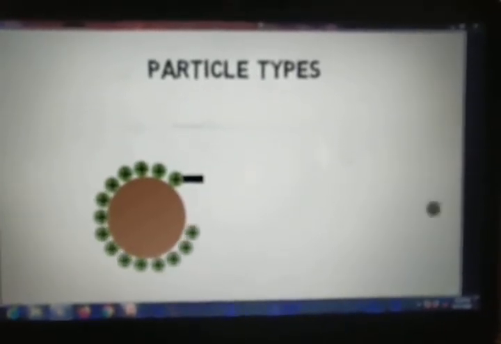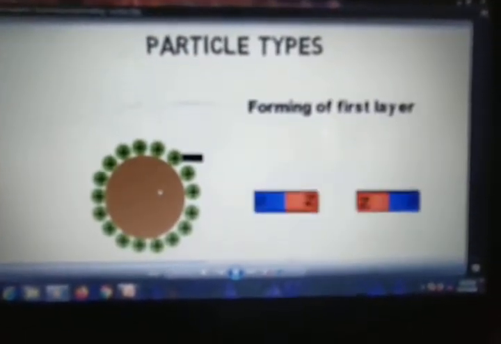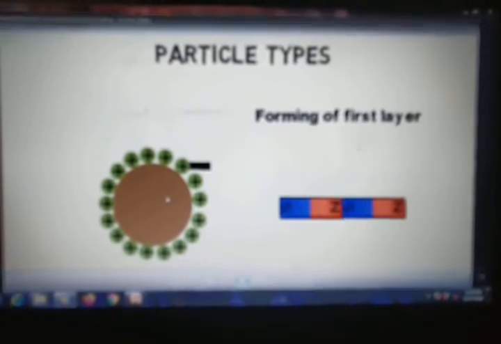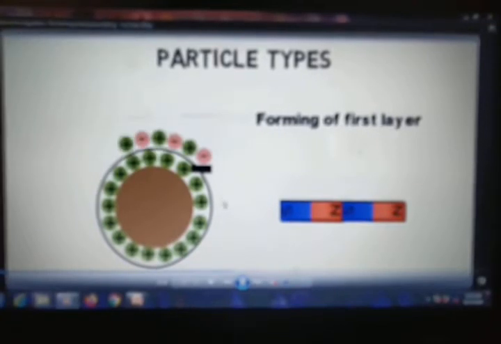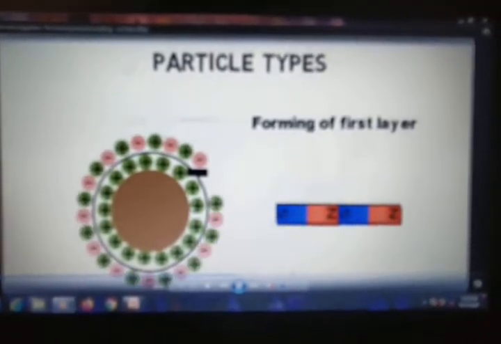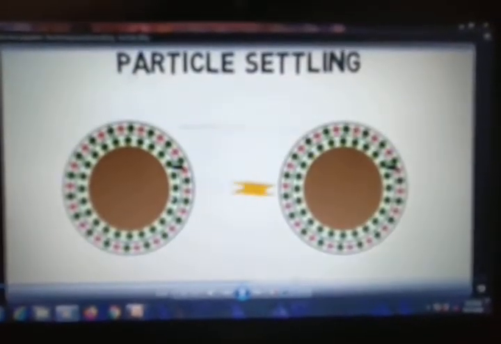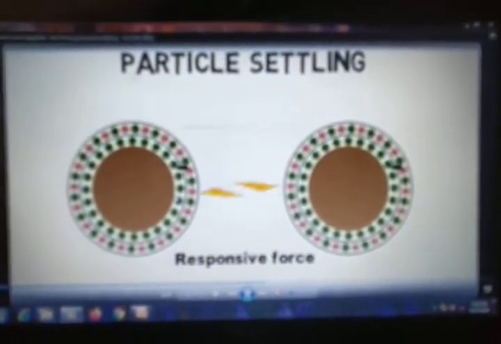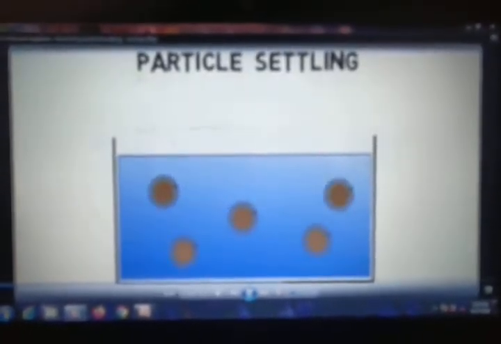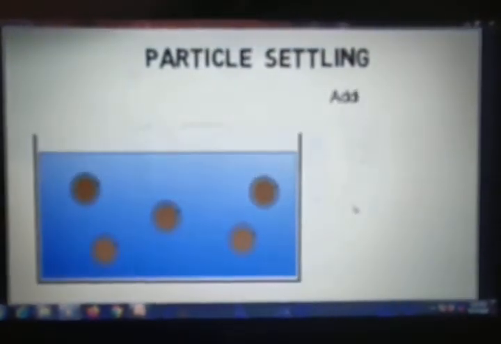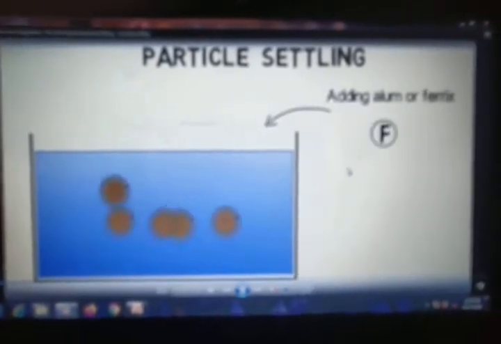Assume that the particle is negatively charged in the water, and upon adding the coagulants, it will form a first layer, that is a positively charged layer, and similarly it will form another layer of charges, which is called the formation of double layer. Because of the formation of double layer, there could be particle to particle interaction, and thereby the particles start to bump with each other after adding the alum or ferric chloride.